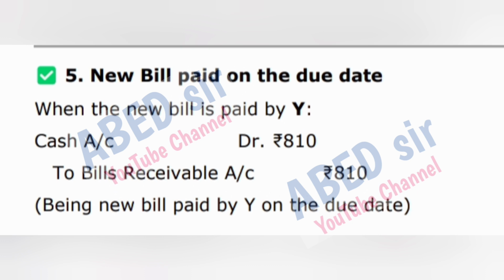5. New bill paid on the due date. When the new bill is paid by Y. Cash A/c Dr. 810 rupees. To Bills Receivable A/c 810 rupees. Being new bill paid by Y on the due date.